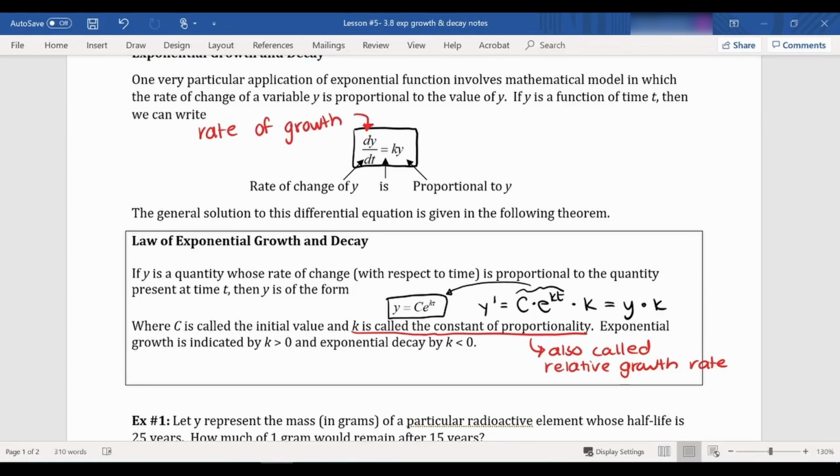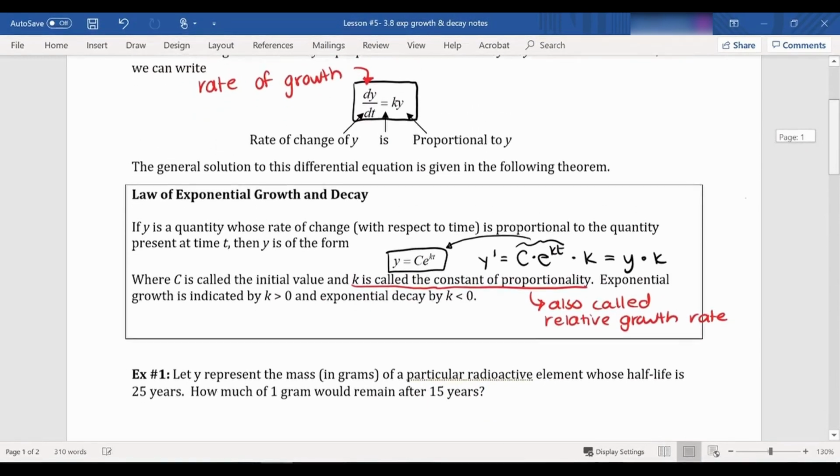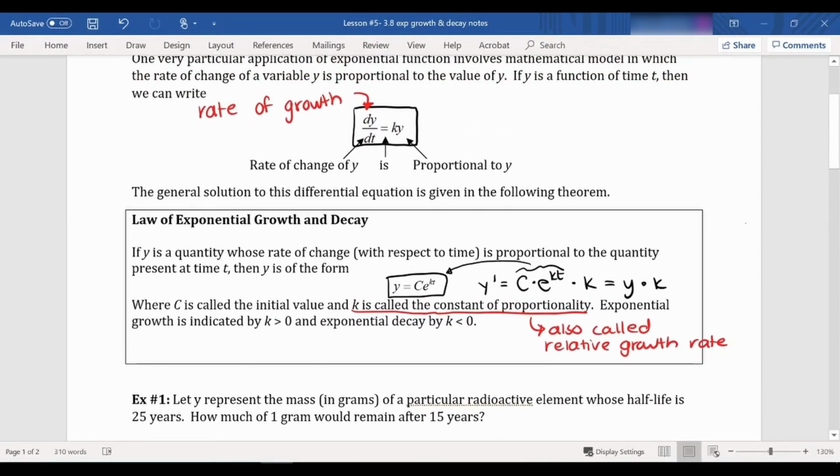So if you are asked to find your relative growth rate, you're being asked to find K. If you're asked to find your rate of growth, you're being asked to find y prime or dy dt. So let's try a question that uses this. Sometimes we won't actually be using the whole dy dt aspect. Sometimes the question will also just tell you that your rate of change is proportional to y, and that is giving you an indication that your equation should be of this form, c e to the kt.